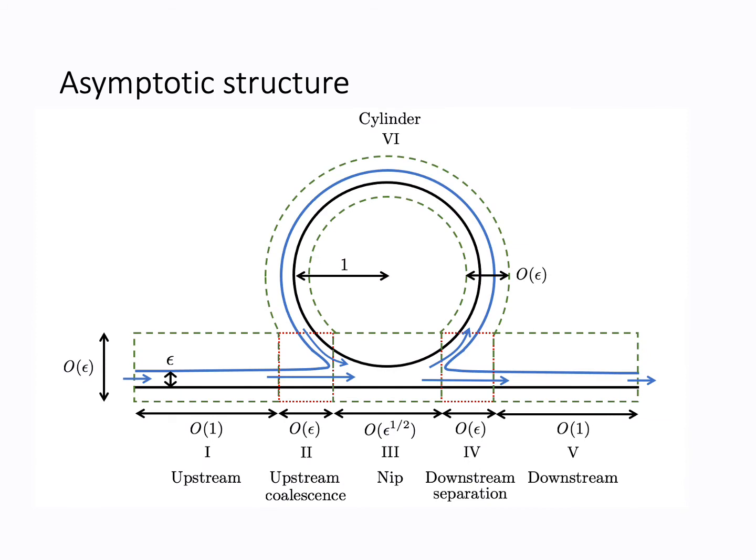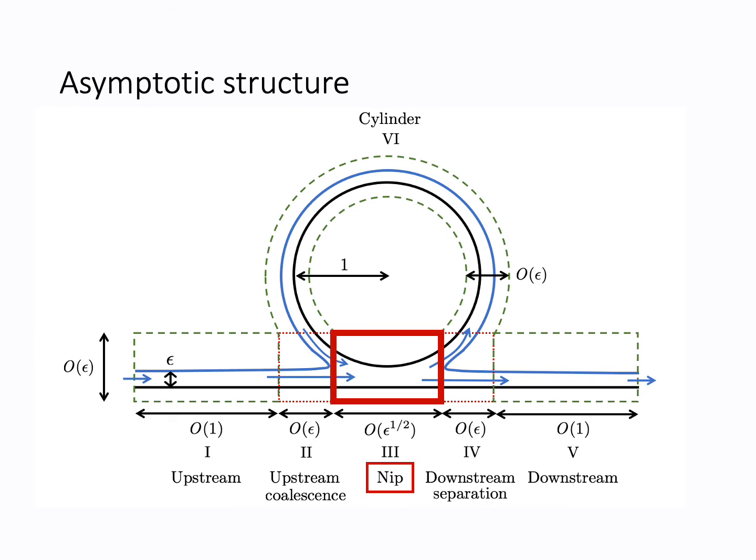Given that we have a thin film, it will probably come as no surprise that we exploit this extreme geometry to understand the problem using matched asymptotic expansions. To give you the punchline of this analysis, the asymptotic structure of the problem looks like this, where epsilon is the ratio of the upstream film height to the cylinder radius. Some of these regions will be more important than others.